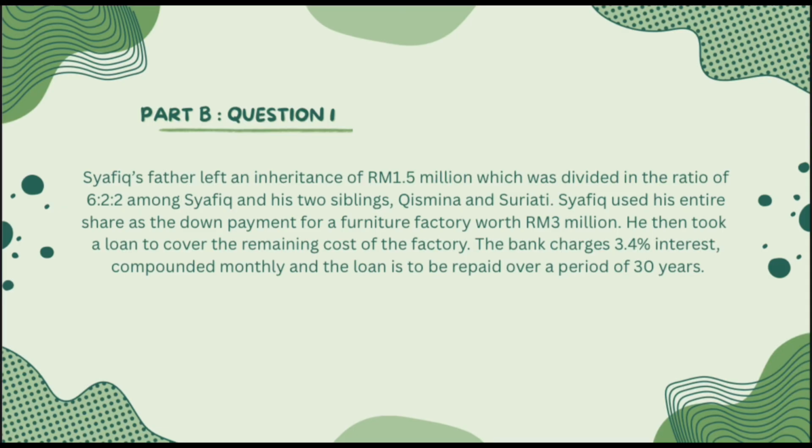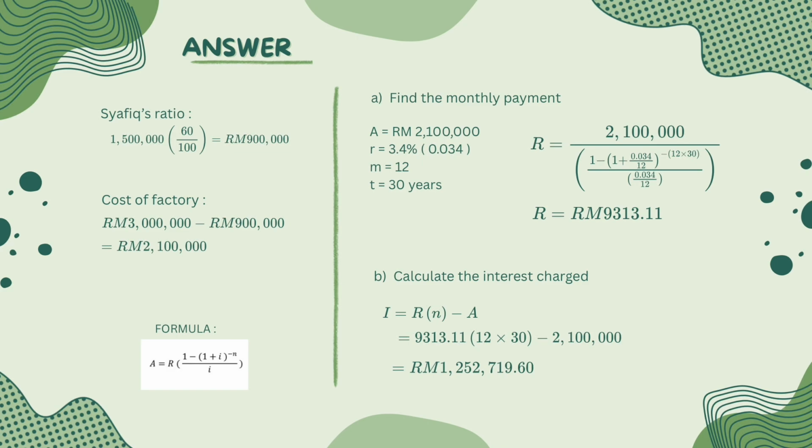So let's calculate. First, let's look at Shafiq's ratio. We are told that Shafiq is entitled to 60% of Rm 1.5 million. And so we calculate 1.5 million multiplied by 60%. This means Shafiq's share of the amount is Rm 900,000. Next, for the cost of the factory, the total cost is Rm 3 million, and we subtract Shafiq's share of Rm 900,000. So the remaining cost that must be paid is Rm 2.1 million. A. Find the monthly payment.